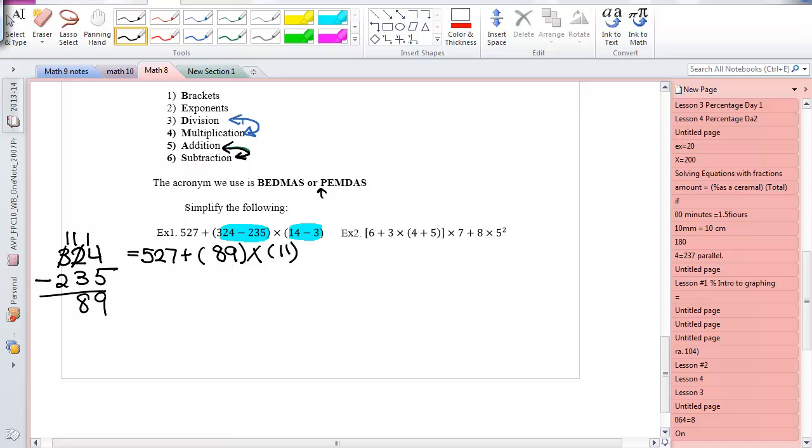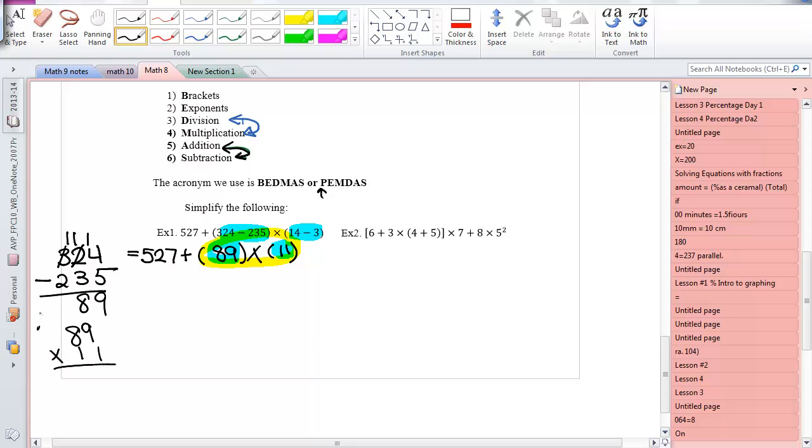Now I go back and I start right back, and I say, okay, brackets, well, I do have brackets, but there's nothing in here that I can simplify anymore. So I have completed the bracket section. I don't have any exponents. I don't have any division, but I do have multiplication. So I'm going to complete my multiplication first. So I have 89 multiplied by 11.